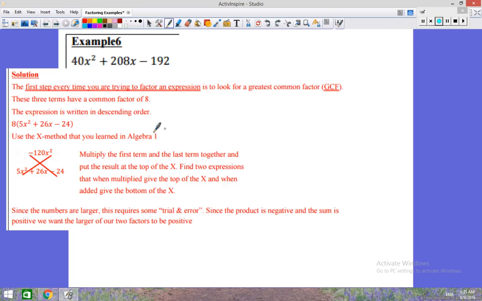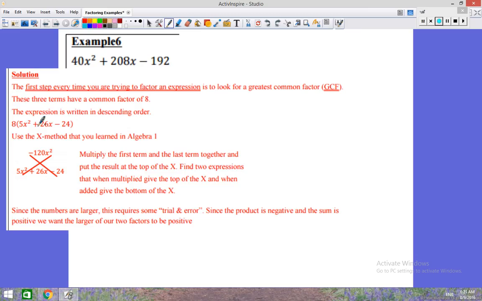So we're going to factor out a common factor of 8, and that's pretty simple to do. Divide each term by 8, and we get 40 divided by 8 is 5, 208 divided by 8 is 26, and negative 192 divided by 8 is, it's pretty early in the morning here, I haven't fully woken up.